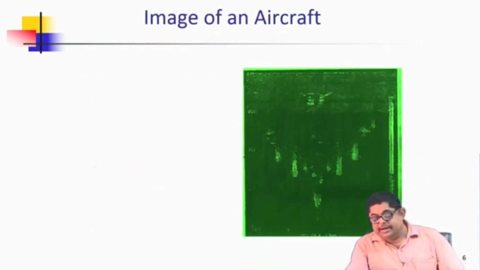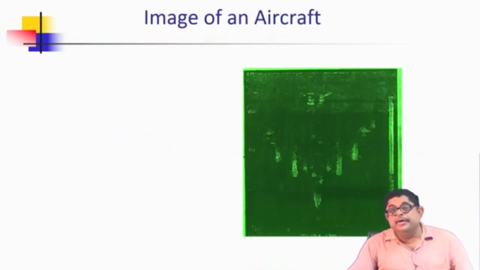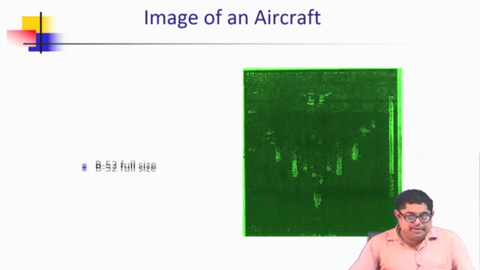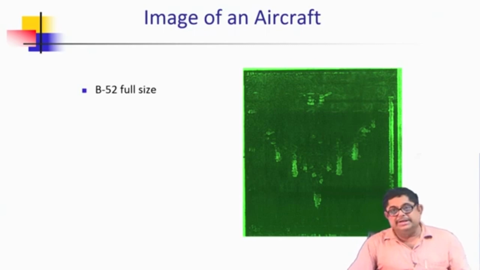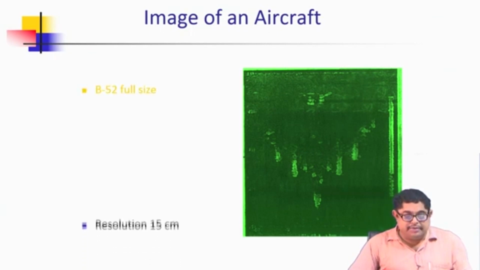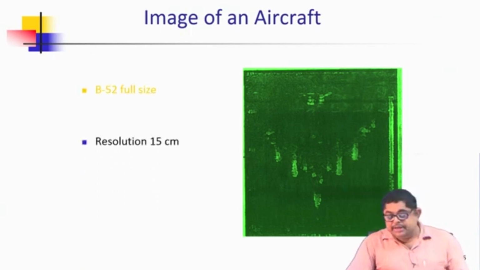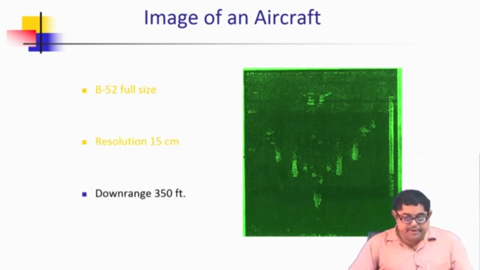So, this is a typical image of a B-52 aircraft, full size. You see it is not like an optical image, but experienced people can find out various things. The resolution of this image is 15 centimeters, and the down range is 350 feet.